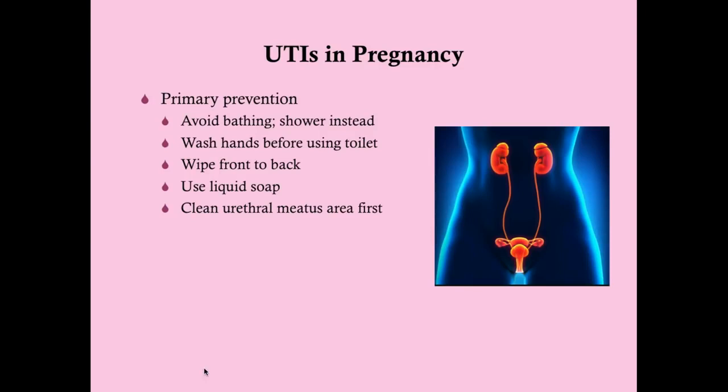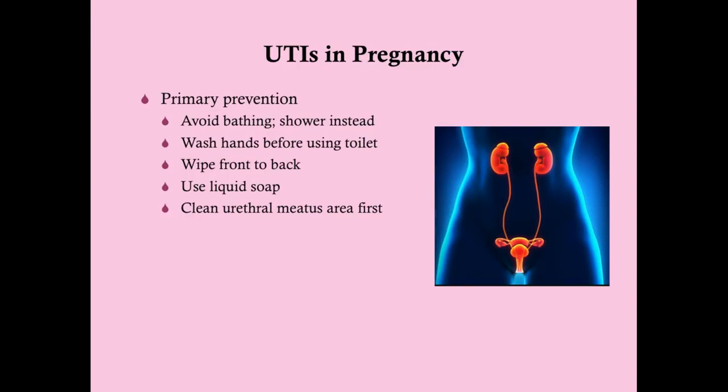Using liquid soap. So the soap that you use in the shower or in the bathtub typically is not antibacterial soap. It's just soap designed to get oils off. And so bacteria can grow on bar soap. And so liquid soap is actually a little bit better because it's in a container and it's less likely to have bacteria growing around in it. And then clean the urethral meatus area first so that you're not touching the urethral meatus after you've touched other areas. Okay, so these are good tips to give any woman, especially women who get UTIs frequently.